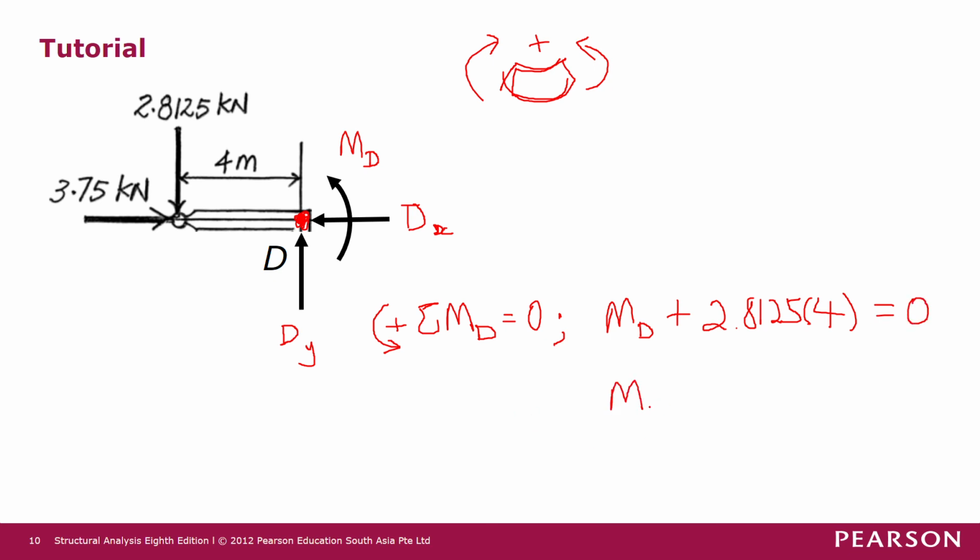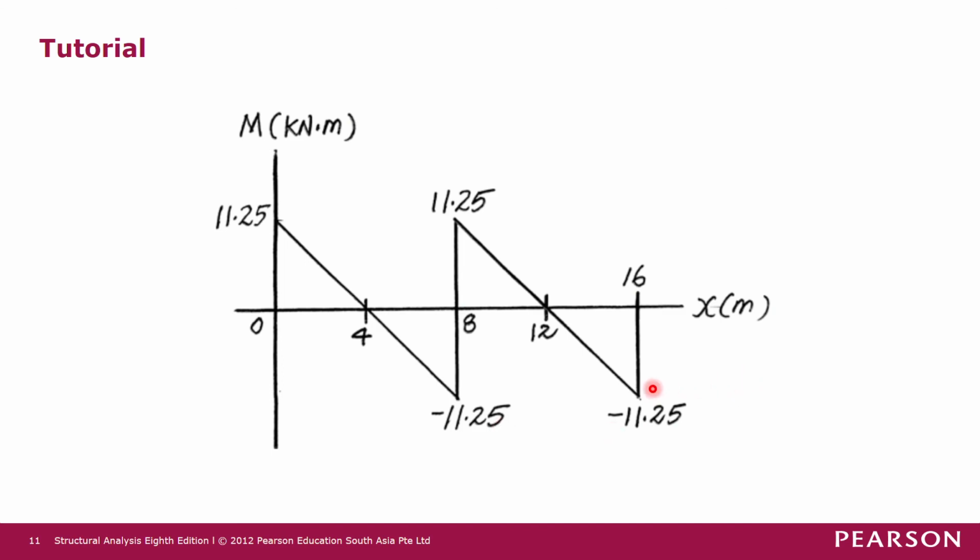Solving for MD, we have minus 11.25 kilonewton meter. The minus sign indicates that MD should be a clockwise moment. It's not anti-clockwise, but the opposite. Clockwise moment is opposite to the positive sign convention of bending moment on the right hand side of the element, meaning that the bending moment of MD is negative. So when we plot the bending moment diagram, MD is negative.